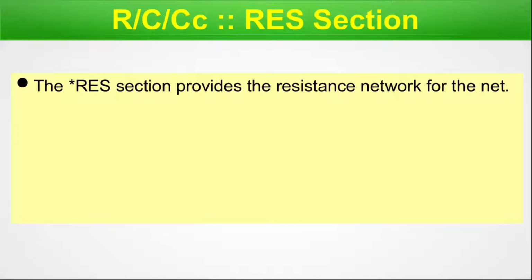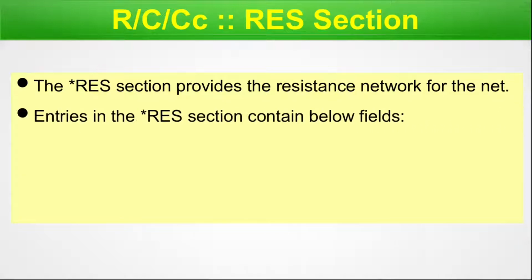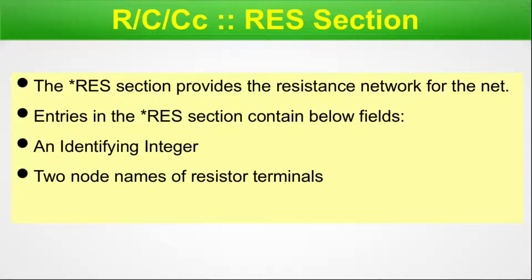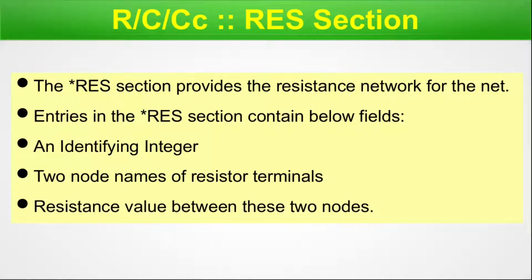The RES section provides the resistance network for the net. Entries in the RES section contain the below fields: an identifying integer, two node names of the resistor terminals, and the resistance value between these two nodes. So one single RES line will contain these things: an identifying integer, two terminal node names, and finally the resistance value. The RES section is a very important section for the EMIR analysis.